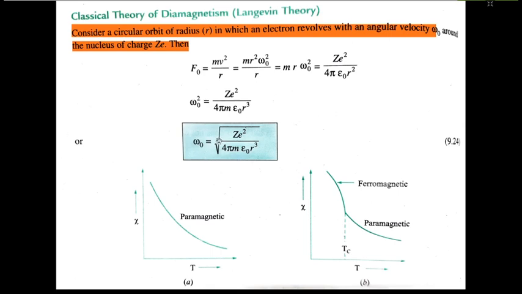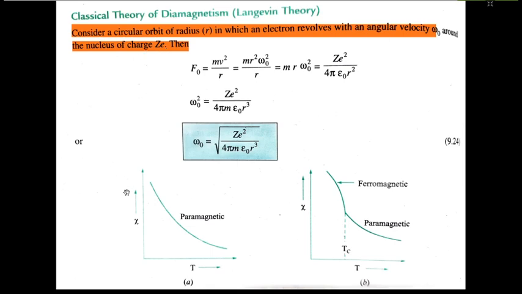So that Larmor frequency is given by, if I take the root, it would be root of z square upon 4 pi m epsilon 0 r cube. So it is like this, where z is nothing but the atomic number, the available number of protons in the nucleus. It's written here, the angular velocity is omega 0 around the nucleus of a charge ze. So z is a number and e is a charge, so the total charge associated with that particular atom is ze.